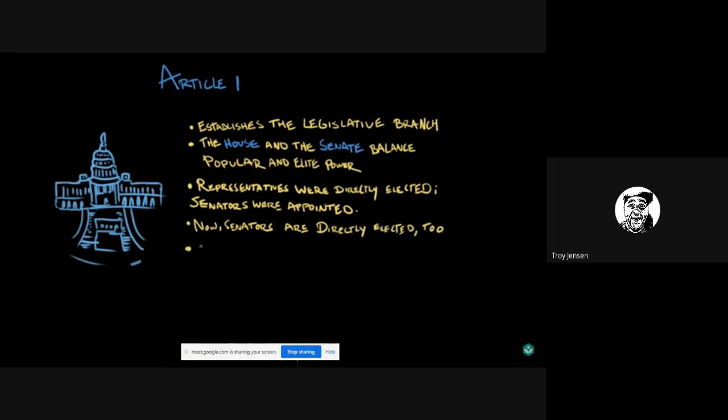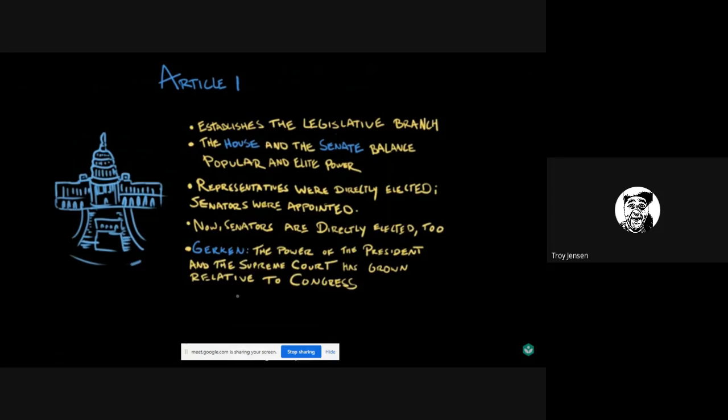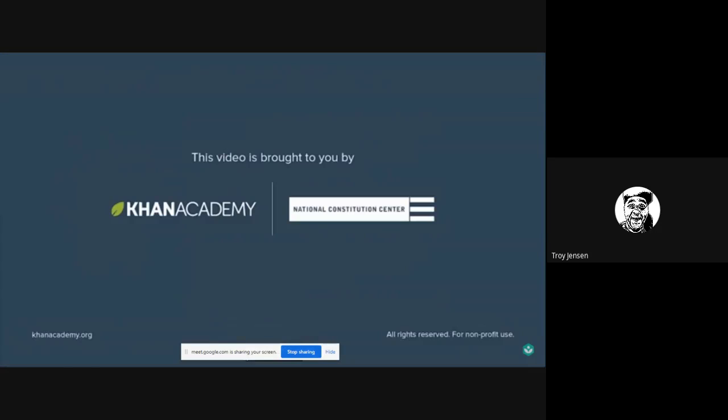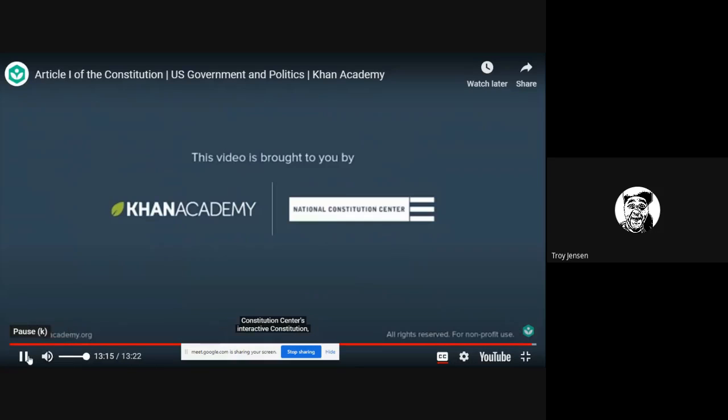On one hand, as Heather Gerken mentioned, the powers of the president and the Supreme Court have grown compared to the powers of Congress. But on the other hand, as Ilya Soman points out, the framers might be surprised at just how much of our lives Congress can regulate today. To learn more about Article 1, visit the National Constitution Center's Interactive Constitution and Khan Academy's resources on U.S. government and politics.